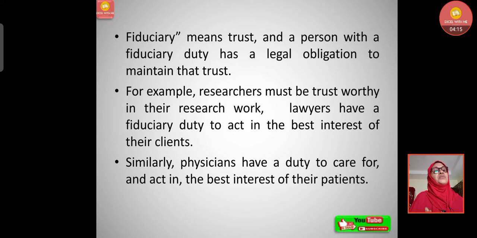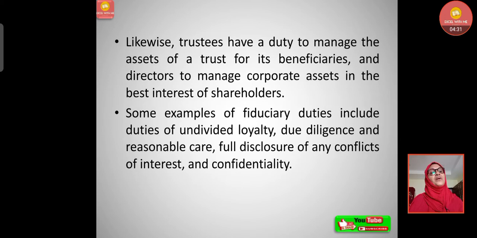For example, researchers must be trustworthy in their research work. Lawyers have a fiduciary duty to act in the best interest of their clients, obviously. Similarly, physicians have a duty to care for and act in the best interest of their patients. So these are the best examples of fiduciary. Likewise, trustees have a duty to manage the assets of a trust for its beneficiaries, and directors to manage corporate assets in the best interest of shareholders. Now, some examples of fiduciary duties include the duty of undivided loyalty. We should be loyal here. Loyalty should not be divided, like saying these are my friends, so whatever answers or questionnaires are filled by them are correct, and others' should not be.